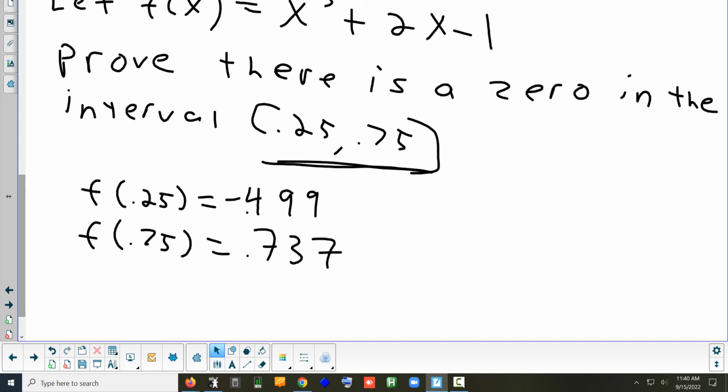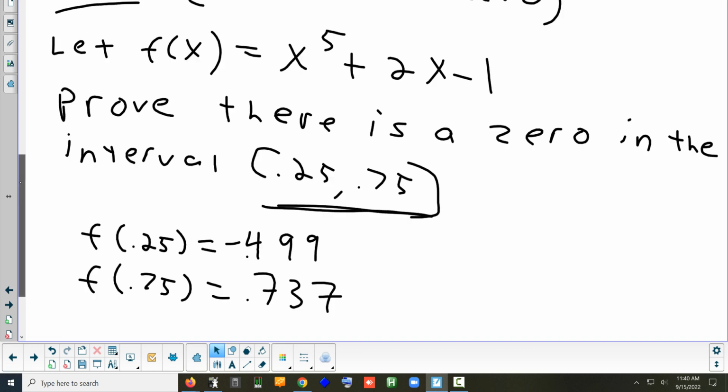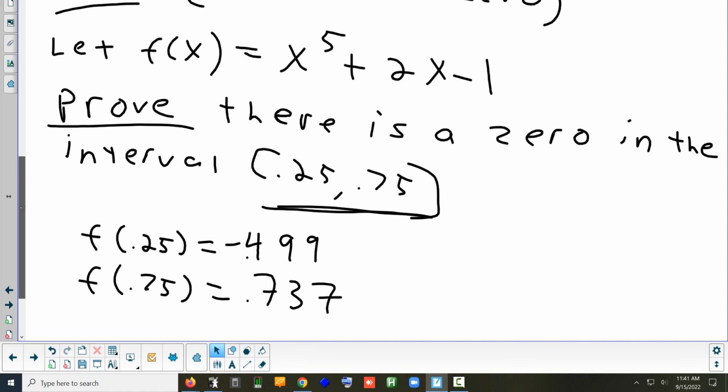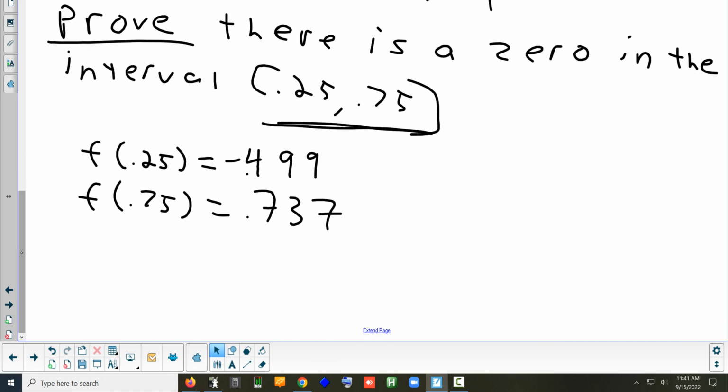Well, that's all you have to explain, why you know it works. Just prove to me why you know it works. You don't actually have to find where it crosses. Because you have a negative number, which is always below 0, and you also have a positive number, so in between them, drawing a continuous line, it has to hit 0. Right, the key, I was hoping you would have said the word continuous, because that's important.